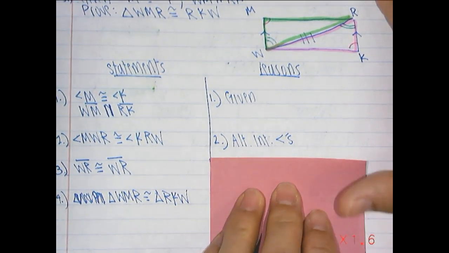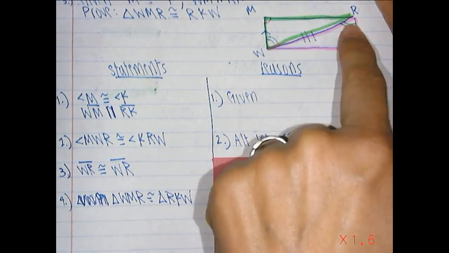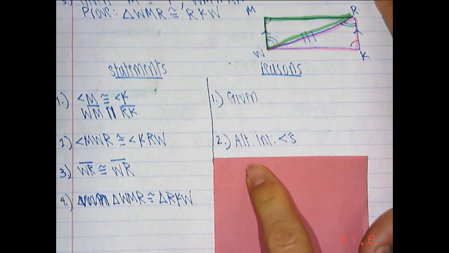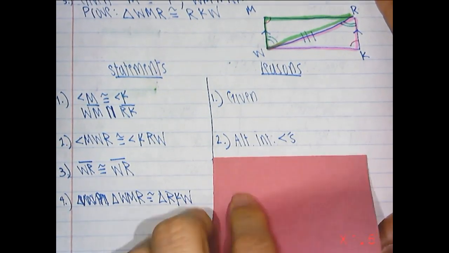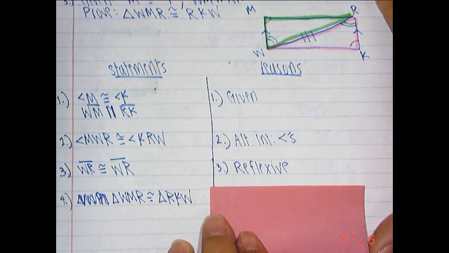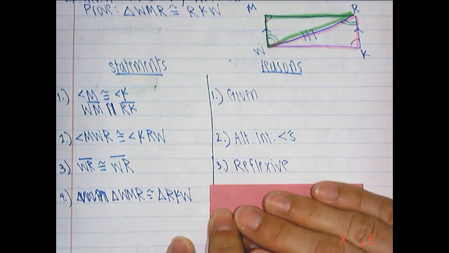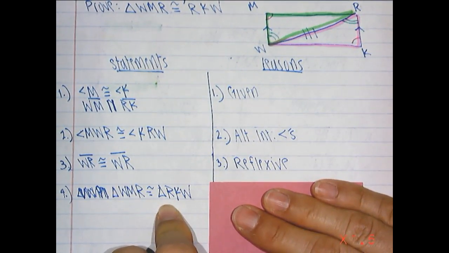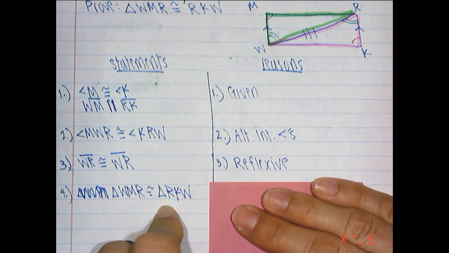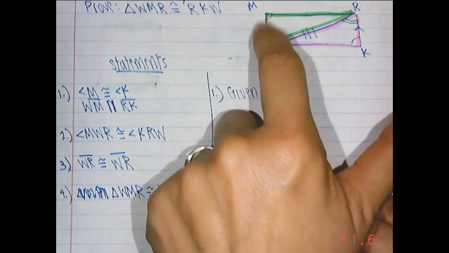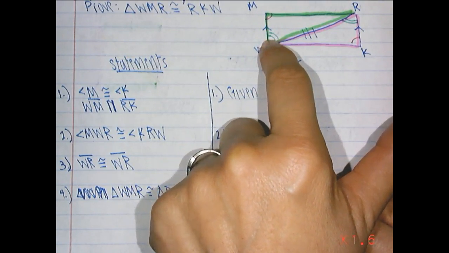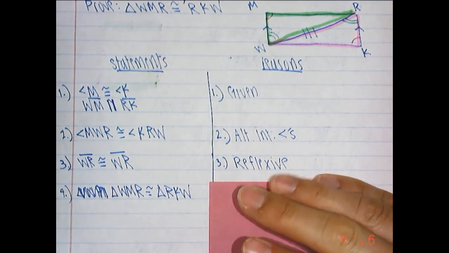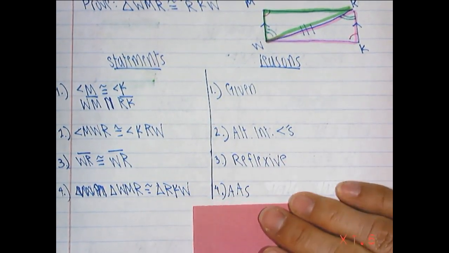Alrighty, well then I'm going to say that WR is congruent to WR, and hopefully you remember that's like your reflection. You see the same thing, and that is reflexive. And now guys, I'm going to say that triangle WMR is congruent to triangle RKW. And the whole reason I can say that is because I have one angle congruent, another angle congruent, and they share a side that is also congruent. That would be angle, angle, side.